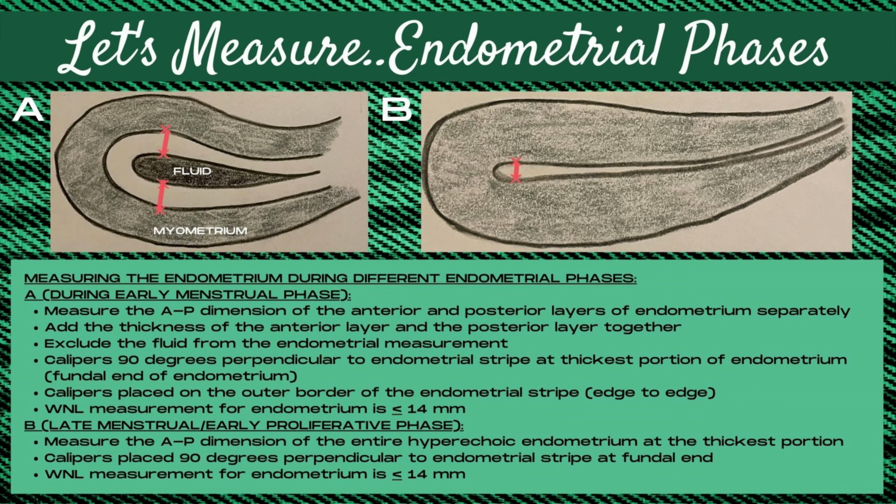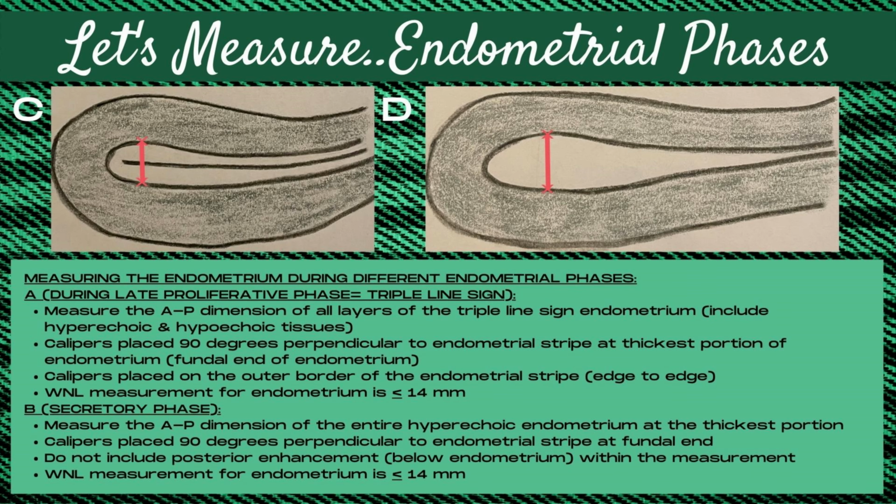In the late menstrual or early proliferative phase, you want to measure the AP dimension of the entire hyperechoic endometrium at the thickest portion. The calipers should be placed 90 degrees perpendicular to the endometrial stripe at the fundal end. A normal measurement for the endometrium is going to be greater than or equal to 14 millimeters. Note when measuring the endometrium, no matter the phase or the circumstances, you should always line up the endometrial stripe from fundus all the way down to the cervix before measuring, so that your endometrial stripe is not off axis.